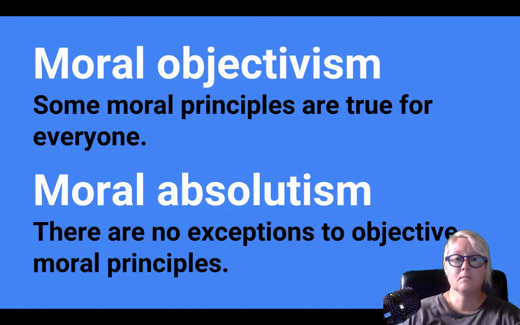So objectivism means there is a moral principle or a moral rule that's true for everyone. It's not dependent upon anyone's belief system. But moral absolutism states that there's never an exception to a particular objective moral principle.